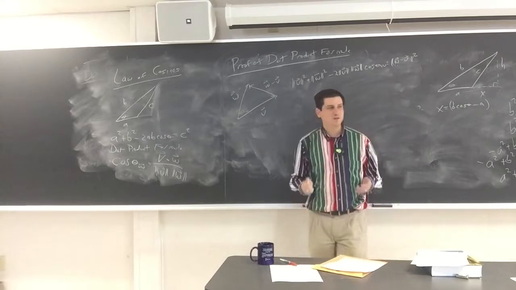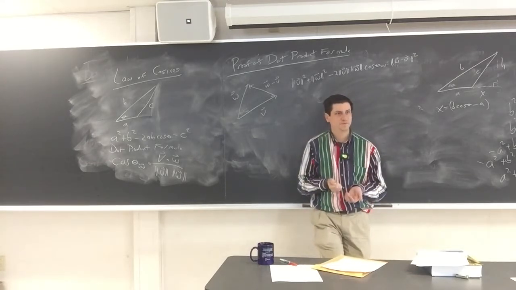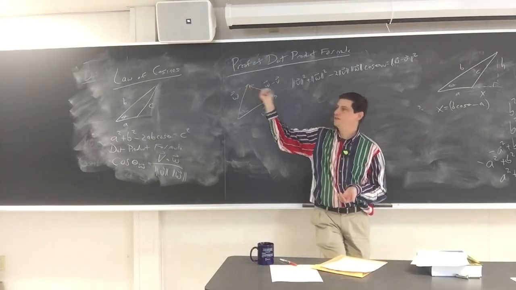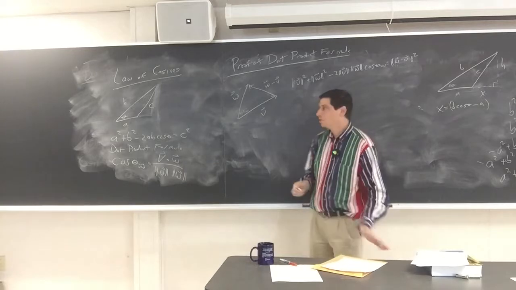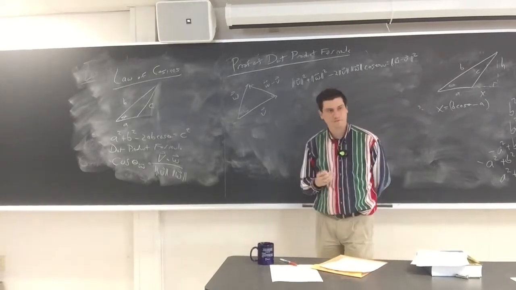Does it matter if I write w minus v or v minus w if I'm just calculating the length squared? No, they have the same length. They are in opposite directions. If I did v minus w, it'd be going in the opposite direction. Not a big deal. Okay, so now I have this formula.